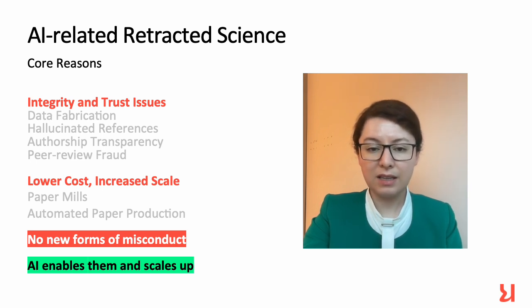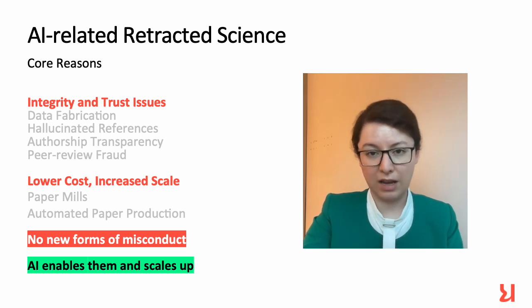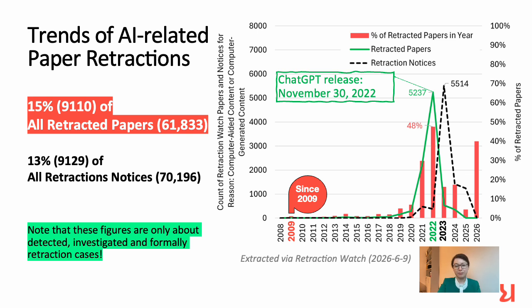If AI is accelerating existing problems rather than creating completely new ones, can we already see this reflected in retraction data? The answer is yes, but the numbers require careful interpretation. This figure shows retractions associated with computer-aided content or computer-generated content over time, using data from the Retraction Watch database. One pattern is immediately visible. Following the widespread availability of modern generative AI tools, particularly after the release of ChatGPT in late 2022, AI-related retractions became much more common.